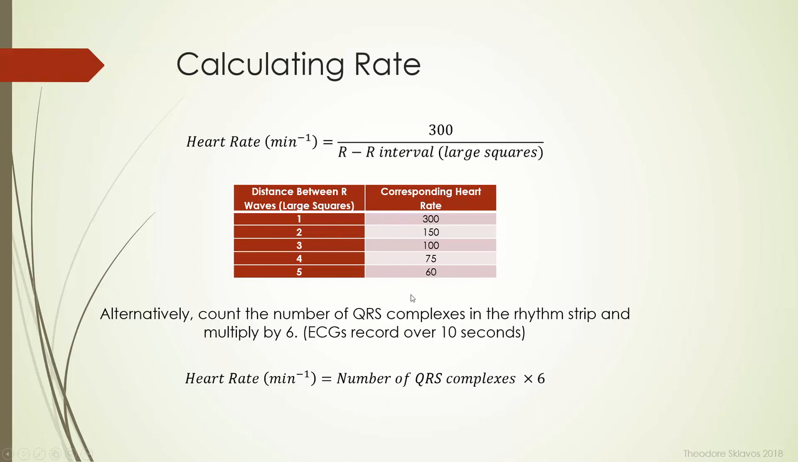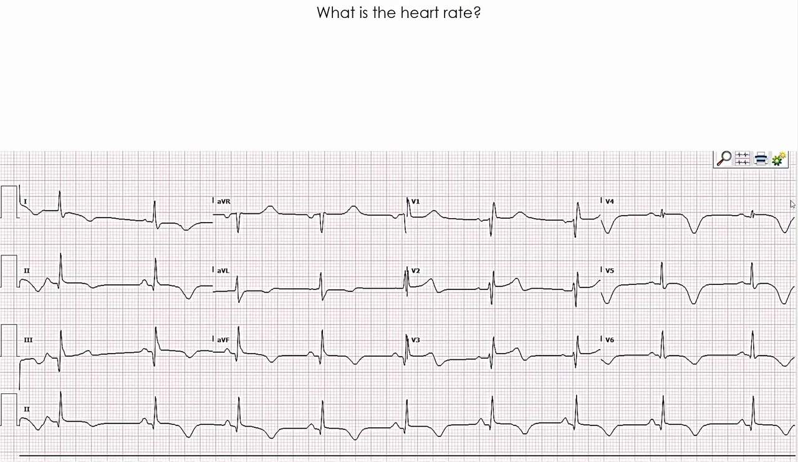Alternatively, and I think it's much simpler, just count the number of QRS complexes in the rhythm strip along the bottom. Now, the whole ECG is 10 seconds long, so if you multiply it by 6, that gives you 1 minute. Now, I'd say this is much simpler, mostly because I think division is hard, but it really is important to know both ways.